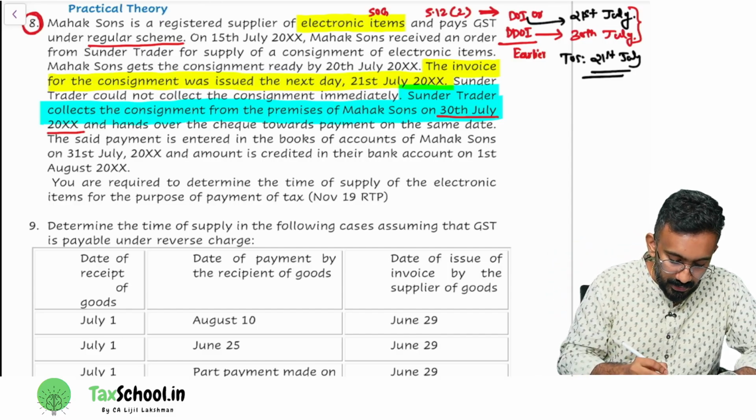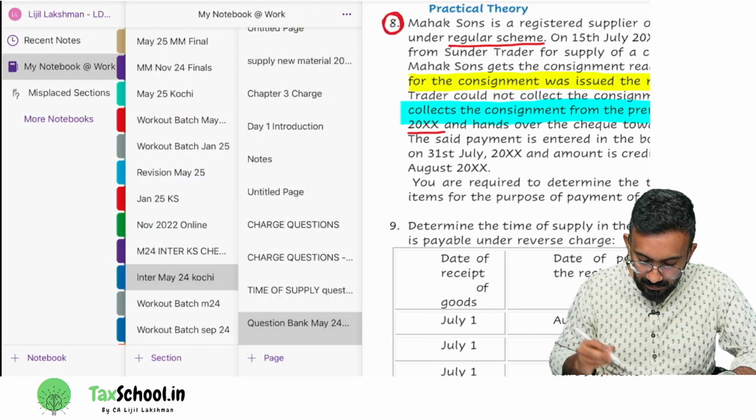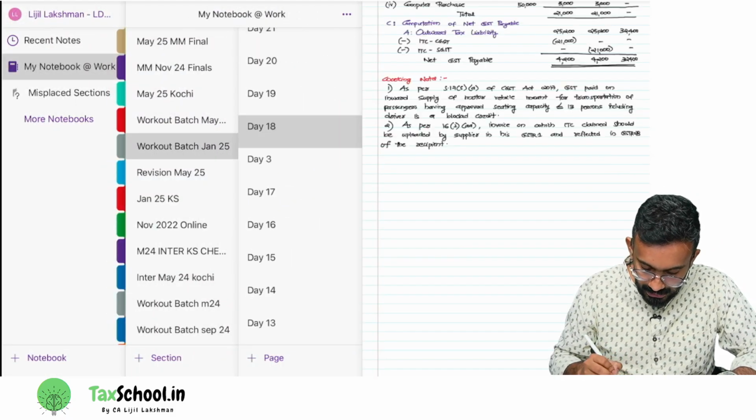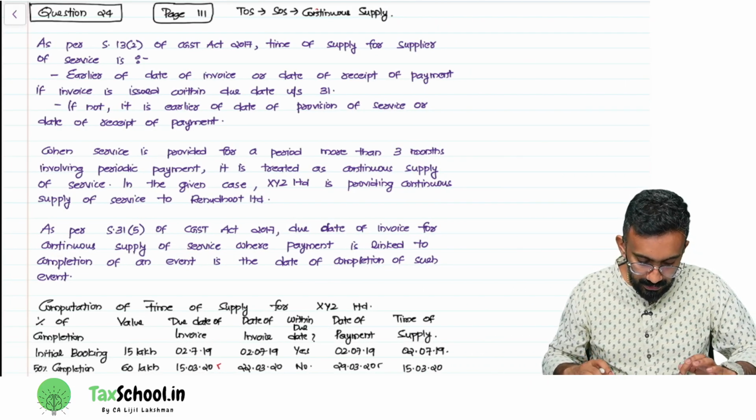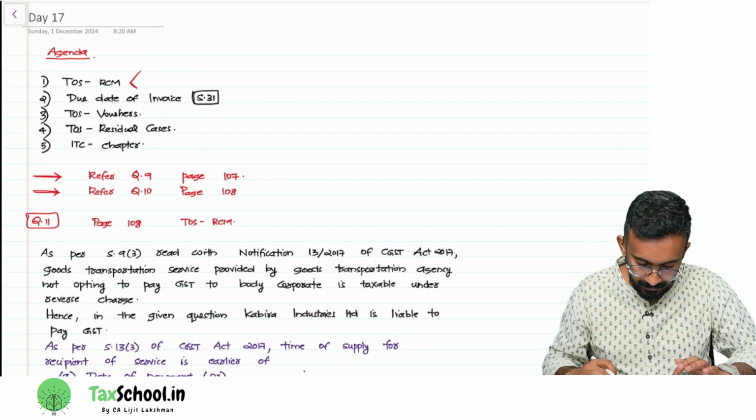Okay. So I'm going to quickly show you how the answer will be written in the examination. Just for your clarity, I'm showing you how the answer will be written.